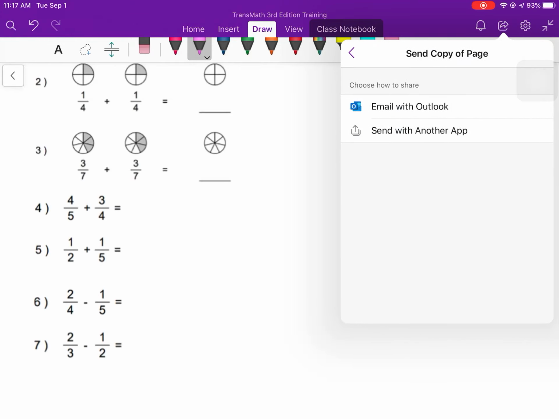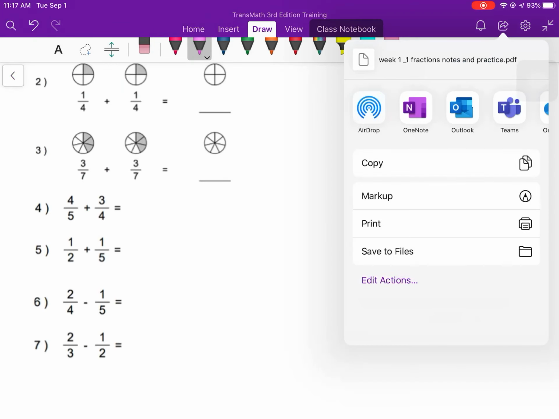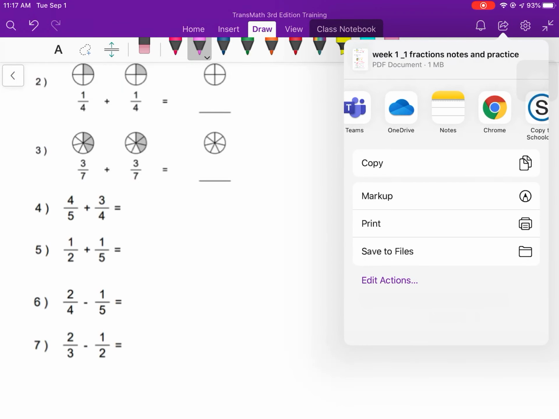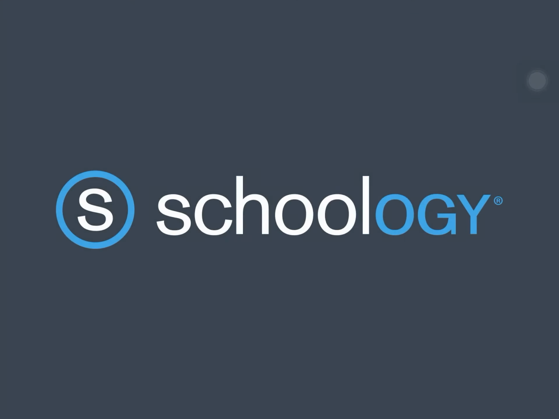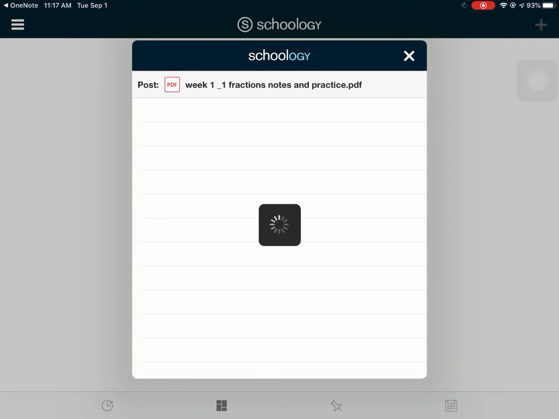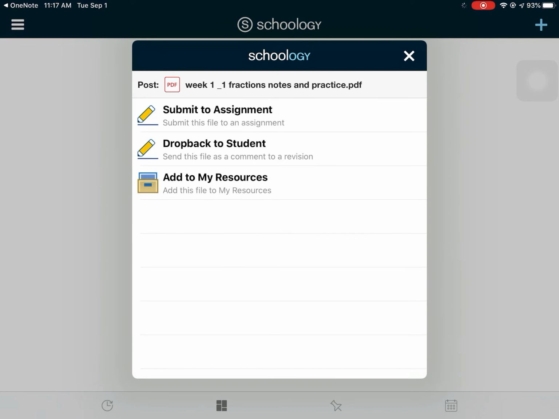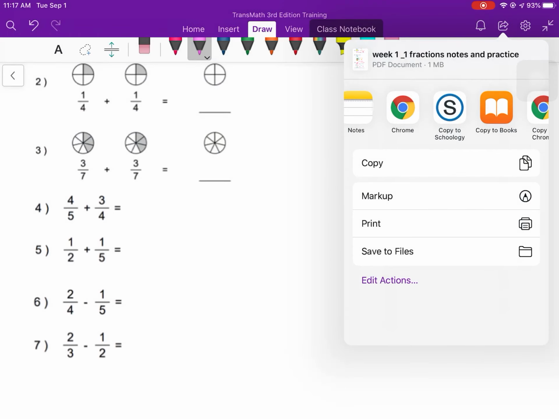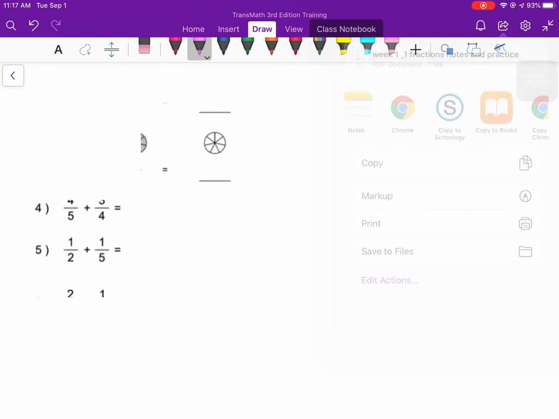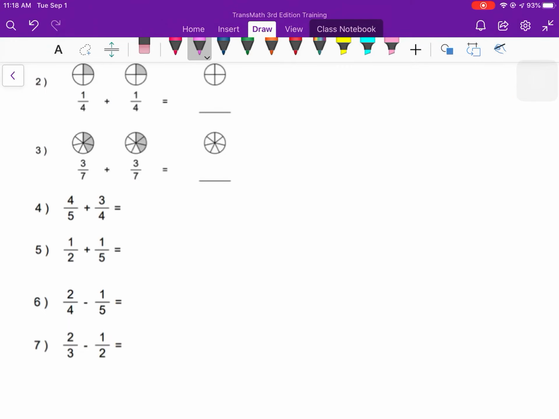You're going to send me the copy of the page. You're going to send it to me with another app. Then you're going to choose Schoology. When you copy it to Schoology, it should come up with a submit to an assignment, and you should be able to find the assignment that says week 1 fraction and notes practice. So submit that to me when you're done. And then when you see me in class, we'll go over these and we will practice this more.